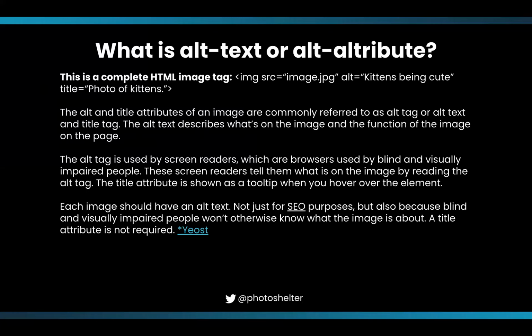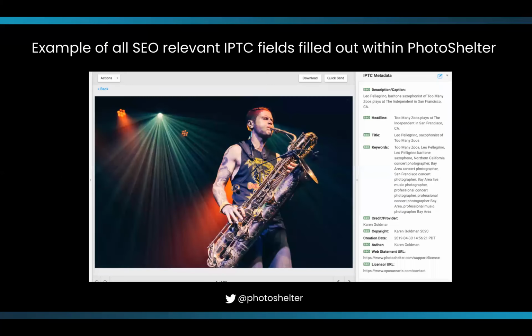You can see an alt tag if you go into Instagram and edit the image. There is an option for alt tag, and that tells people what is going on with that image. This is an example within PhotoShelter of all of the relevant IPTC fields filled out. It's going to look different from each company, but this is basically all of the important content you want to have for SEO relevance.